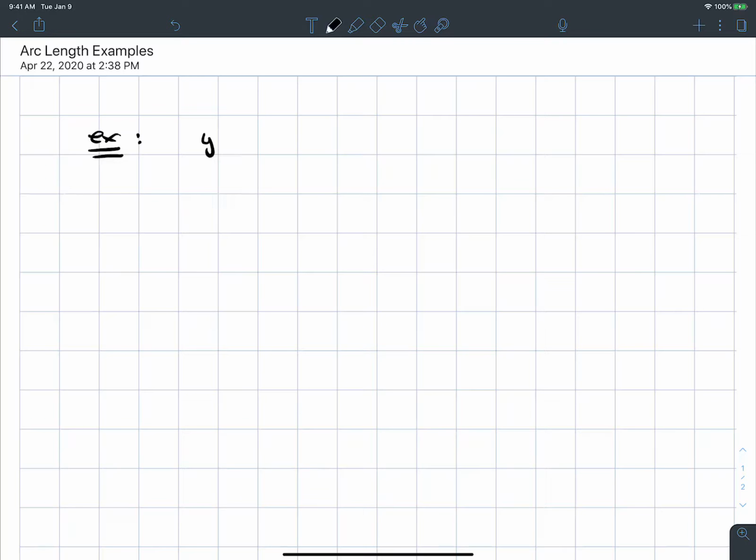So we're going to look at a curve here: 1/4 x squared minus 1/2 the natural log of x. And we're going to look at this from 1 to 2. So here's some of the additional examples I promised you guys that I would do for you.